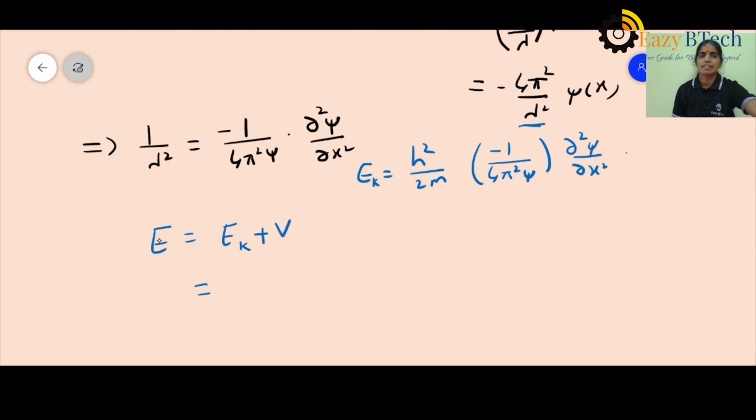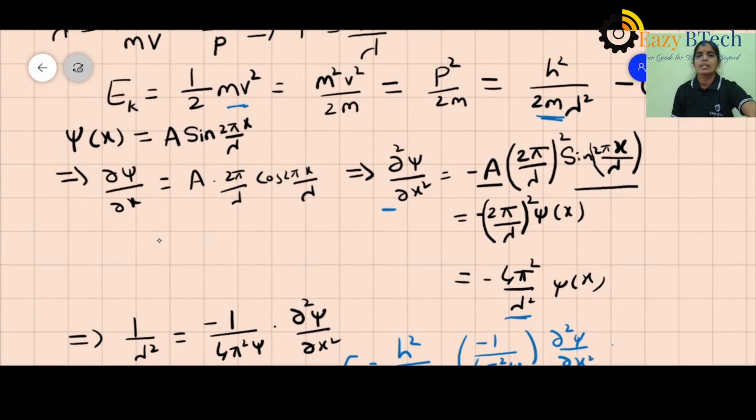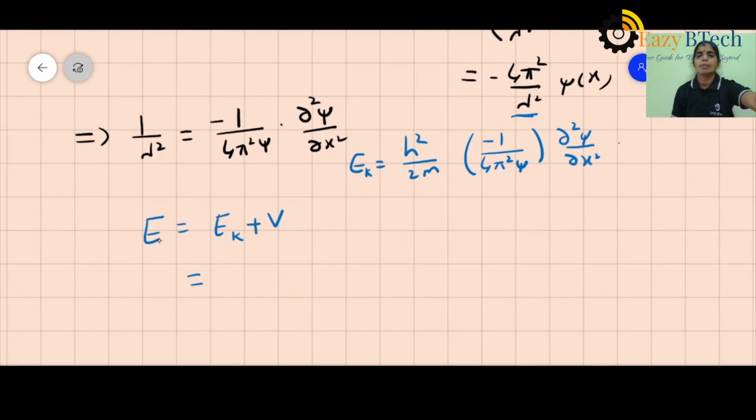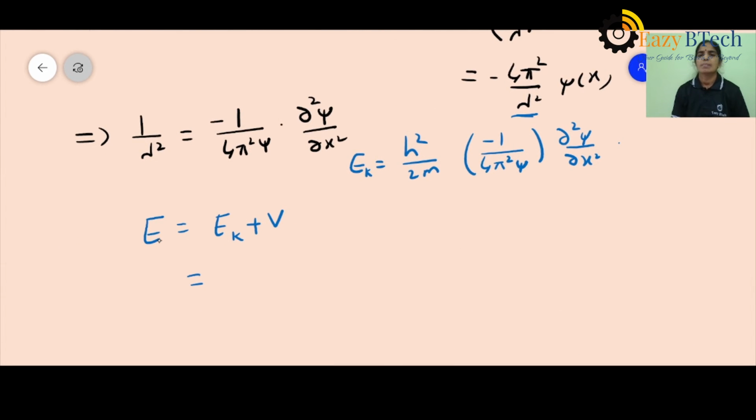So let's write what we have for our Ek. Our Ek is written as h square by 2m lambda square, which we have expressed in terms of 1 by lambda square. We are going to write the same expression of Ek here. While writing, make a simple change here. This is h square by 4 pi square. You have h cross, which is given as h by 2 pi.